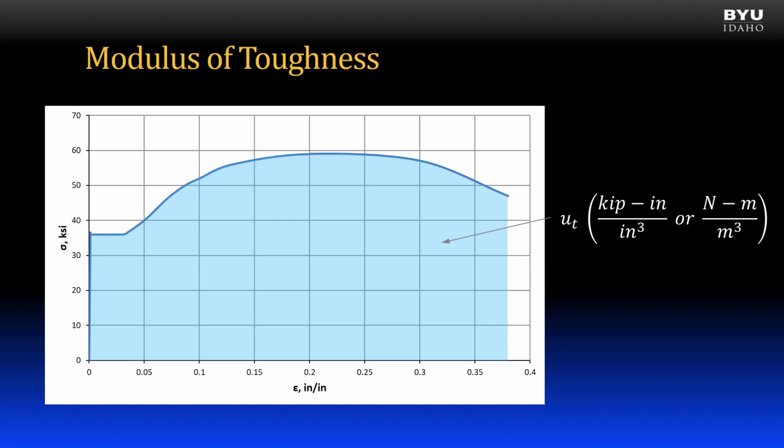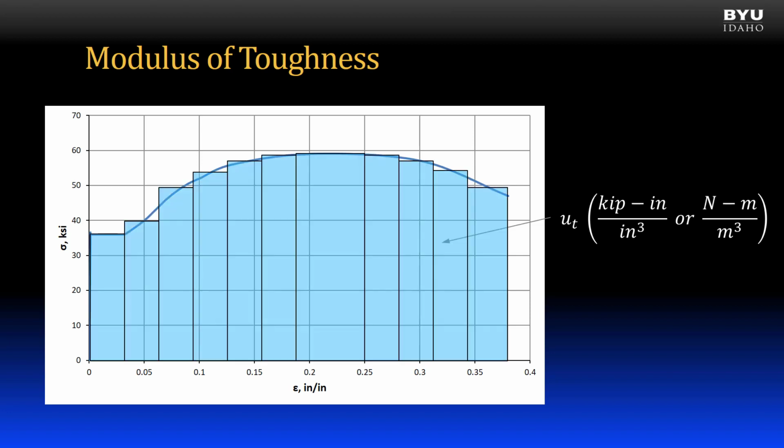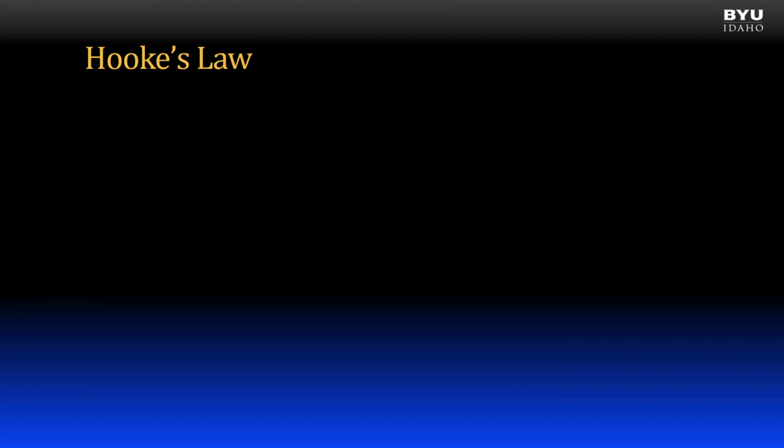The modulus of toughness, given the symbol U sub T, is a measurement of the strain energy per unit volume that a material can absorb prior to fracture. It is equal to the area under the entire stress-strain curve. Since an equation for the stress-strain curve is typically not available, the modulus of toughness is typically found using some form of numerical integration. Next, let's talk about Hooke's law.